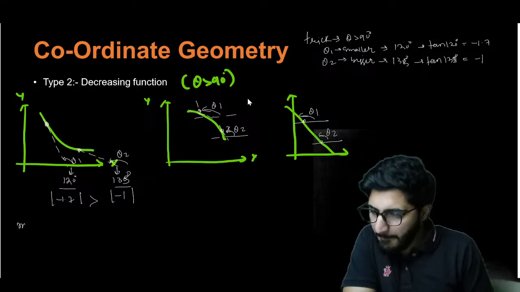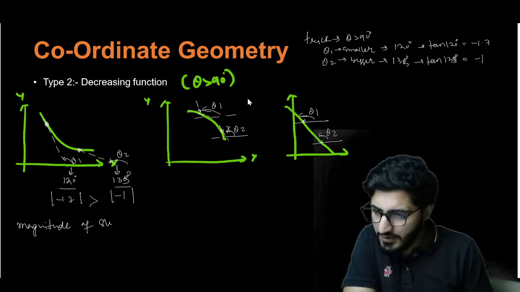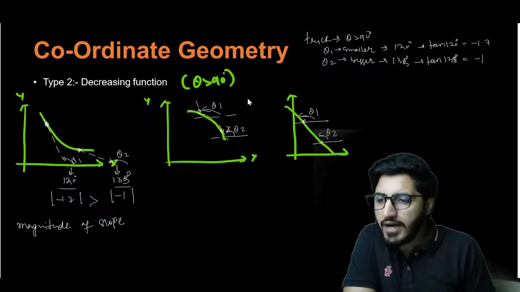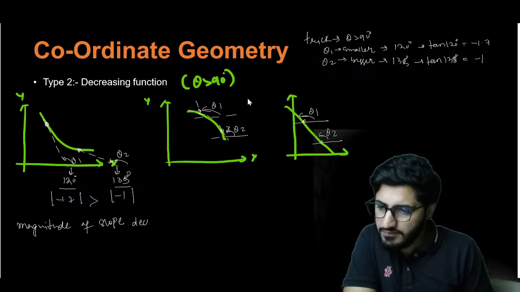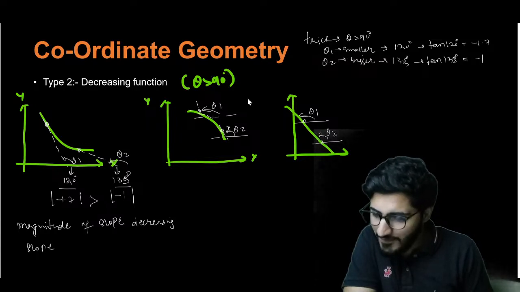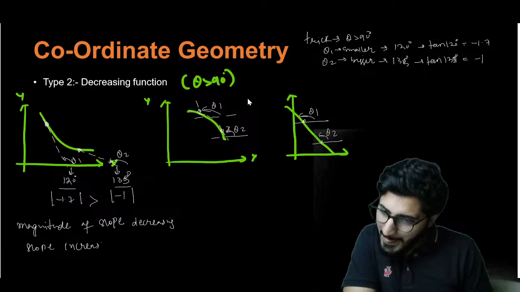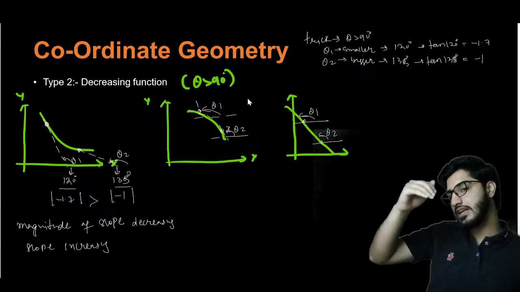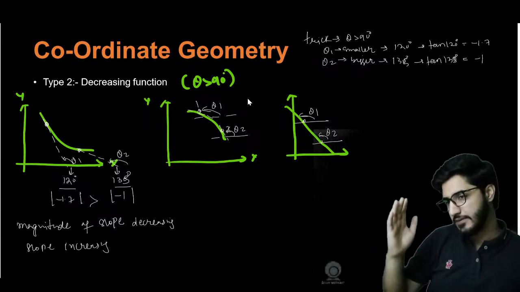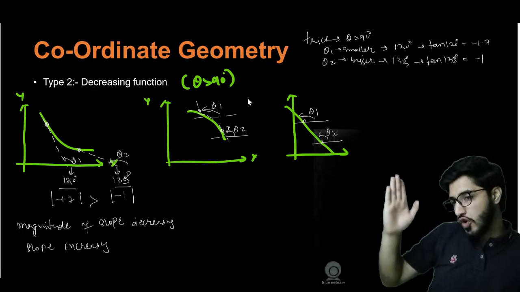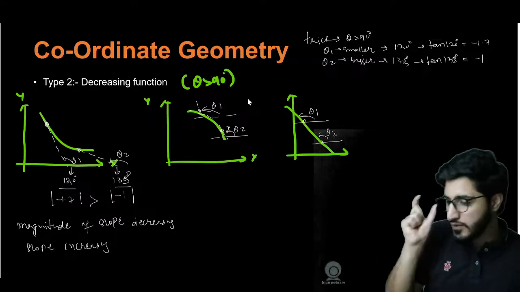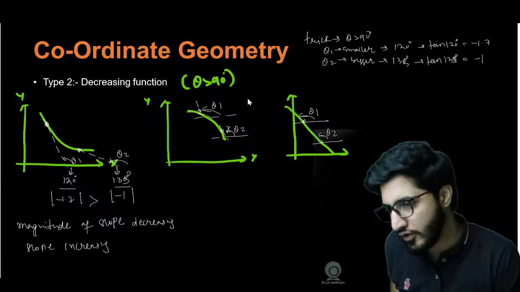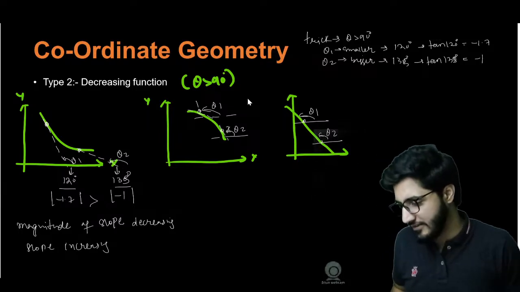So you can write magnitude of slope decreasing, but slope is increasing. Okay. Why? Because minus 1.7 is a lower one and minus 1 is a bigger one. That means slope is increasing, the magnitude of the slope is decreasing. Magnitude of the slope is decreasing, but slope is increasing.